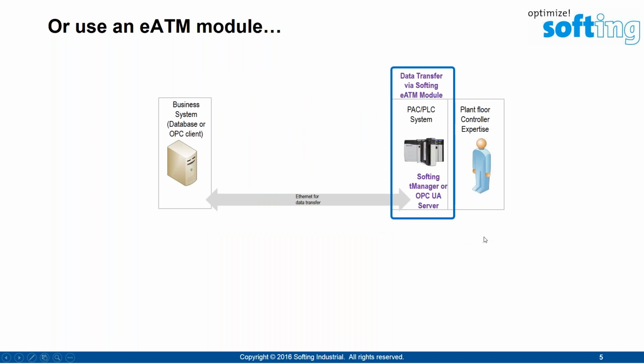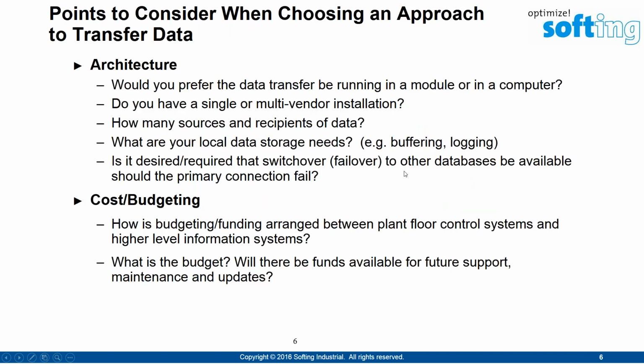Another option is to use a hardware solution, like a Softing eATM module. And eATM stands for Enterprise Appliance Transaction Module. And the term appliance is used because these modules are meant to perform a relatively narrow set of tasks once you configure them, and they work independently. So you need some basic PLC knowledge, but no database or OPC expertise is necessary. And you'll see how really basic the knowledge on the PLC side is. So how do you choose?